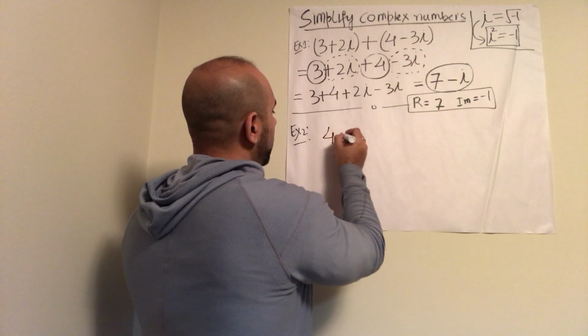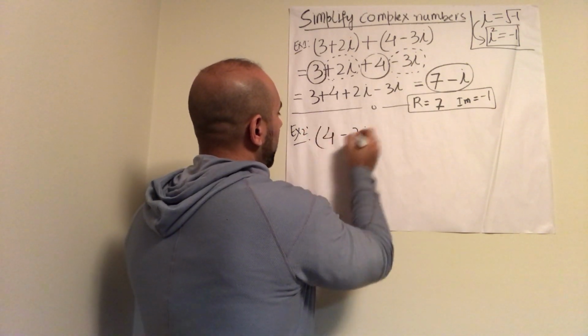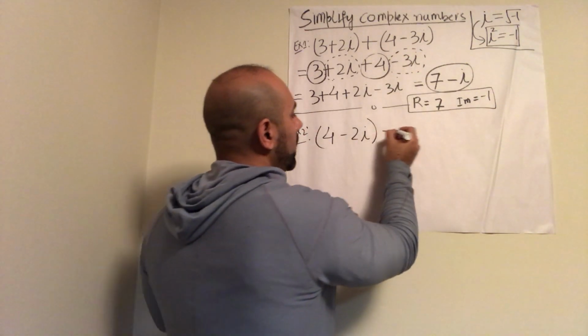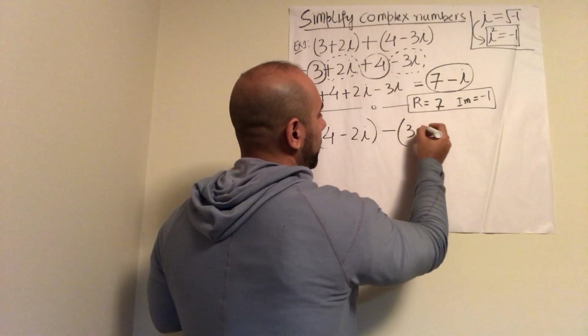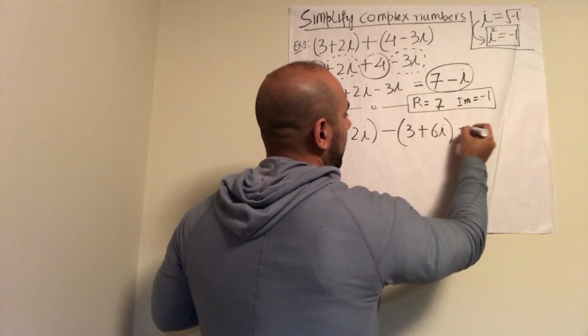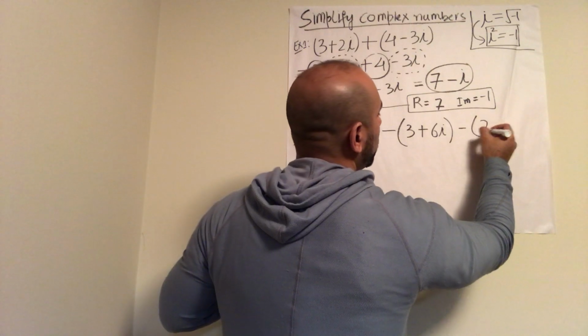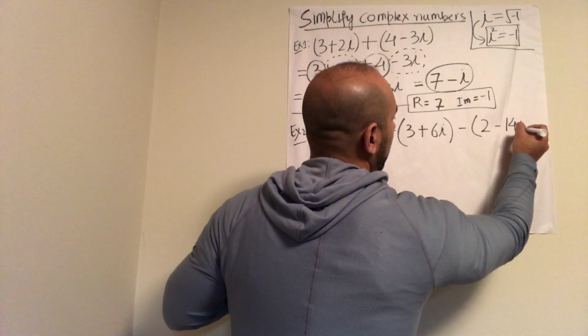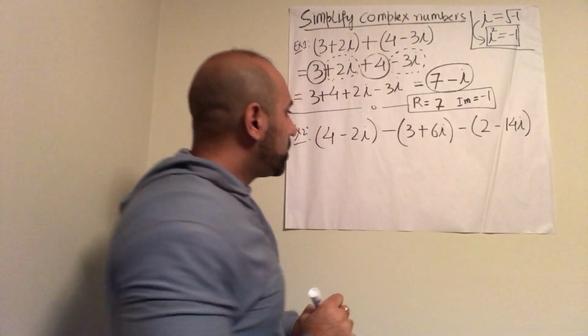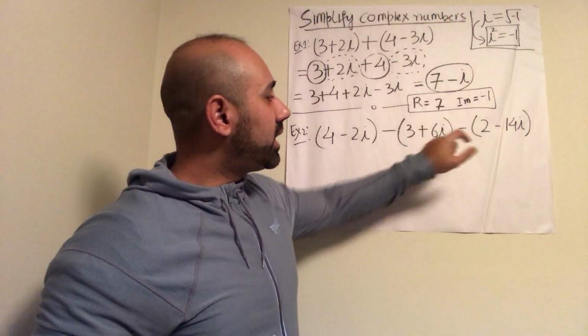So let's say we have 4 minus 2i. This is one of my complex numbers. And I want to subtract 3 plus 6i. Again, subtract 2 minus 14i. Okay. So now we are not adding them, we are subtracting them.